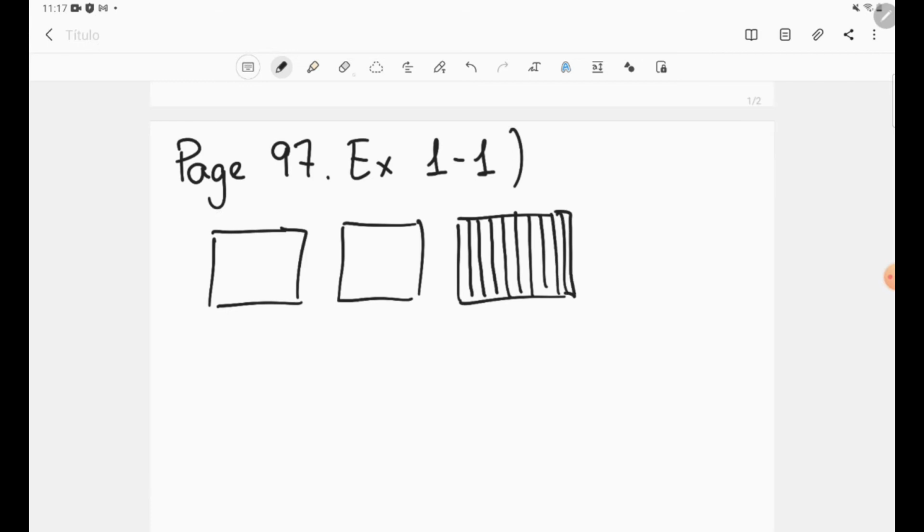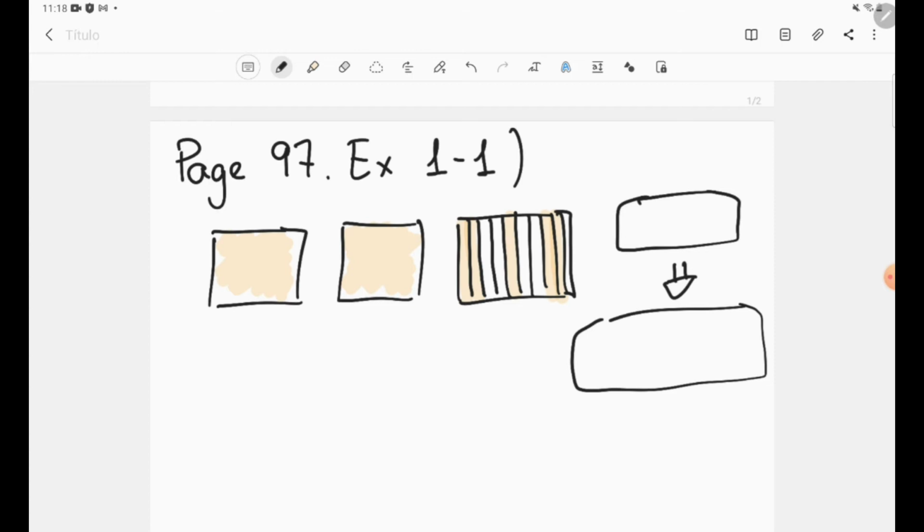Okay, so the first unit is full colored, the second unit is full colored, and the third unit has 1, 2, 3, 4, and 5 parts colored. Okay, so what number does it represent? Here you have 2 spaces, okay, like this. One is for numbers and the other is for words. Okay, numbers and words.